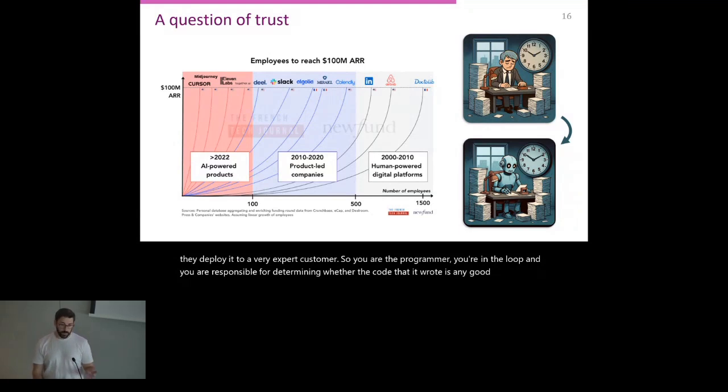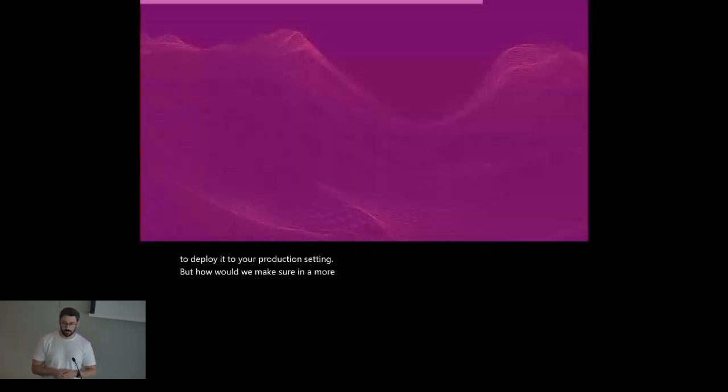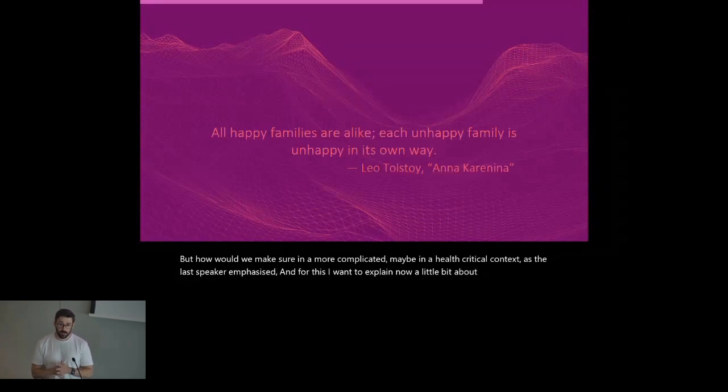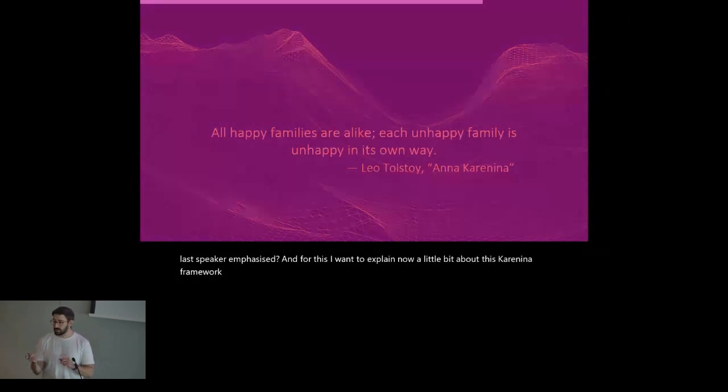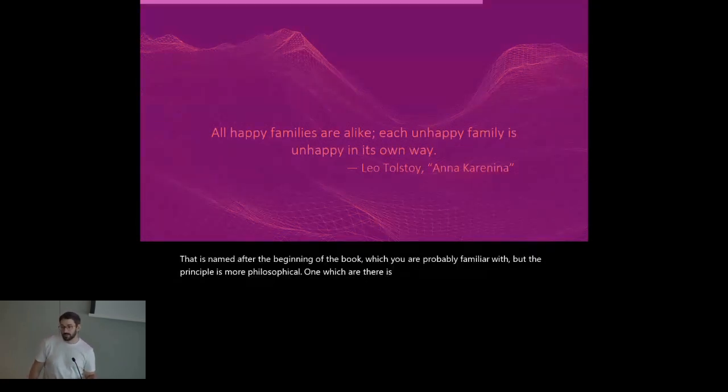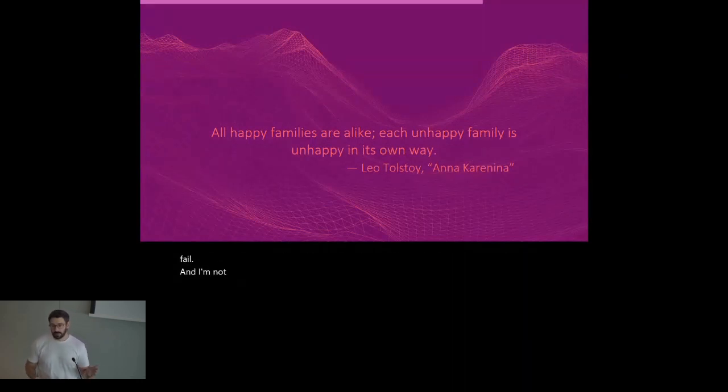But how would we make sure in a more complicated, maybe in a health critical context, as the last speaker emphasized? And for this, I want to explain now a little bit about this Karenina framework, which is named after a principle that is named after the beginning of the book, which you're probably familiar with. But the principle is more a philosophical one, which is there is one way to succeed and many ways to fail. And I'm not even sure that is correct in this instance, but it was kind of poetic enough to take it as a name. So let me try to explain.